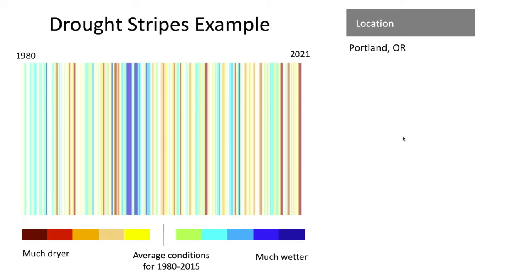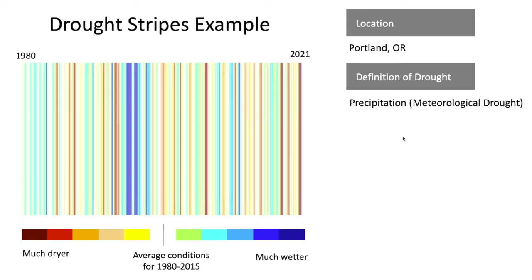Next, since there are many different types of drought, depending on the nature of the deficit in water, we need to choose a definition for drought. The easiest to understand here for this presentation is to choose precipitation, representing a meteorological drought. And for these stripes, we are using daily precipitation data from the GridMet observational data set from 1979 up until yesterday.